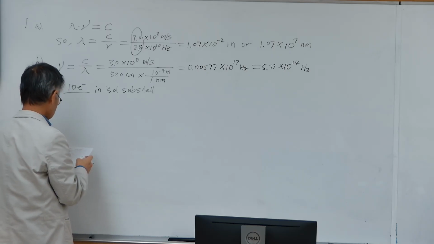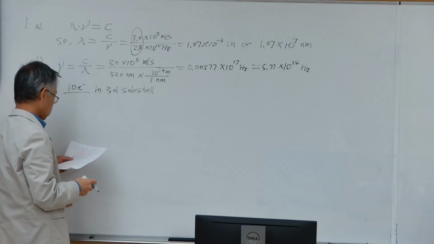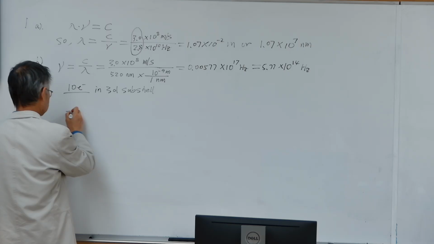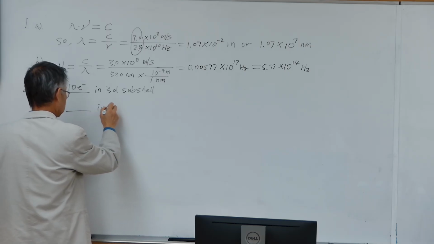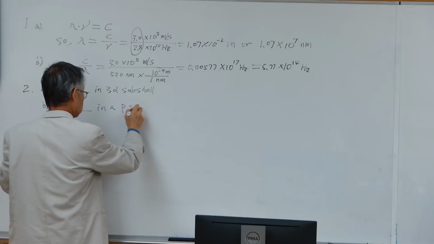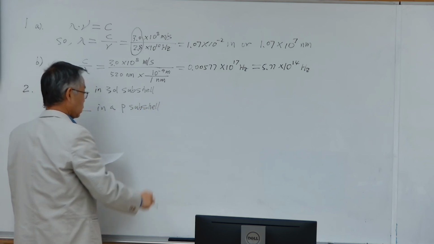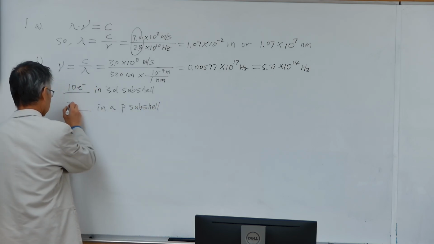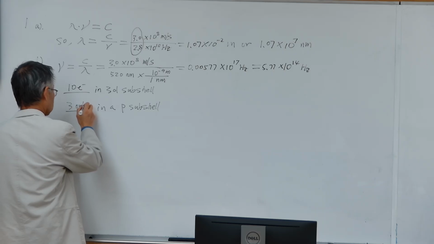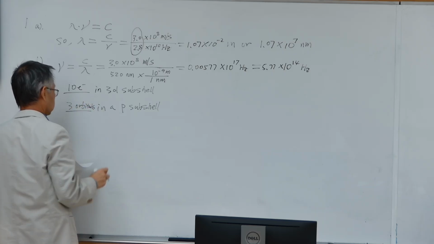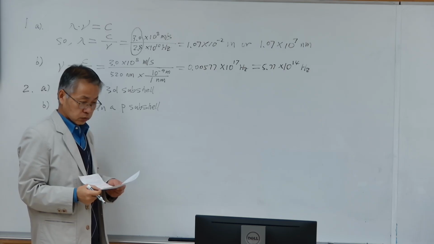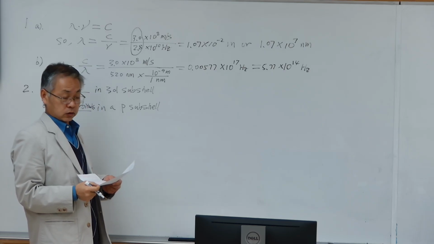B, ask you number of orbitals in a p subshell. P subshell always 3 orbitals. D subshell always 5 orbitals.